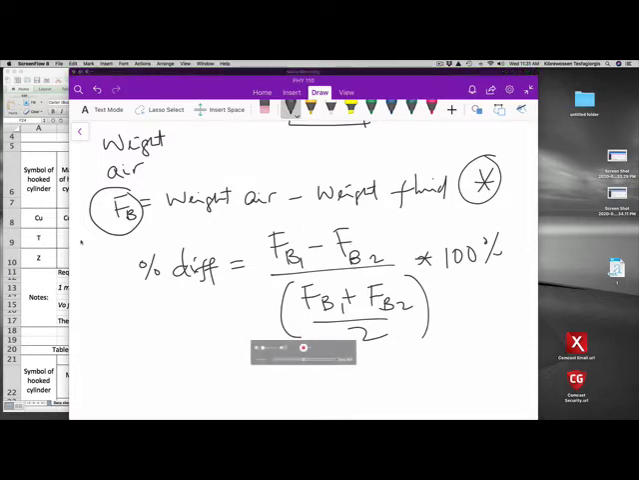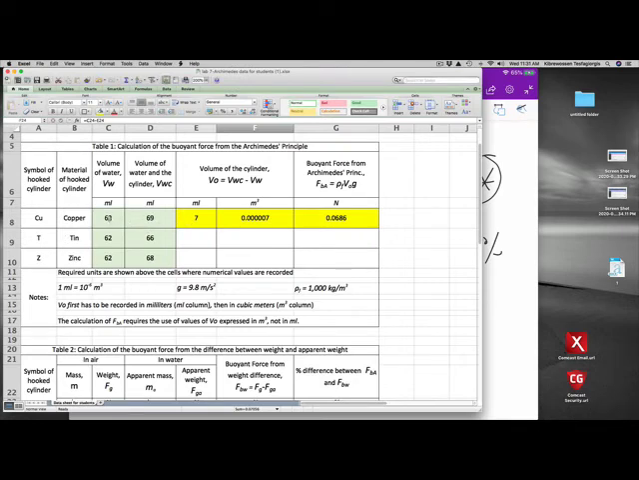Here is your data table. That's what it will look like. We give you the volume of water in a cylinder. You pour water and have 62 milliliters. When you put in a small copper cylindrical piece of metal, the level of the water rises to 69 milliliters. The difference between those two is the volume of the object. Then you convert milliliters to meters cubed by dividing by a million, because every milliliter is 1/1,000,000 of a meter cubed.